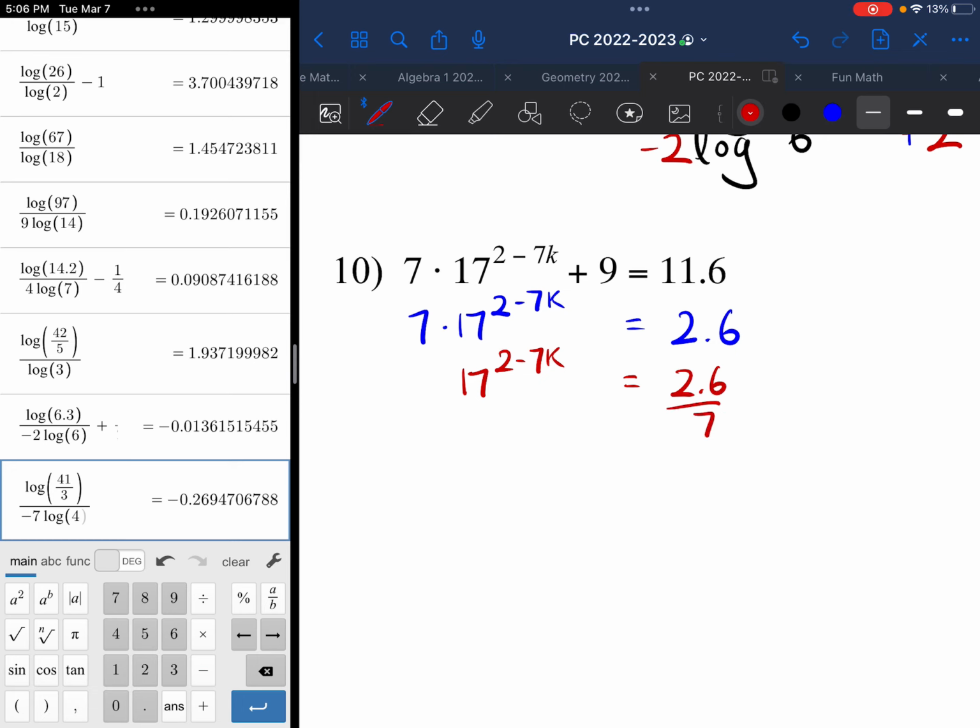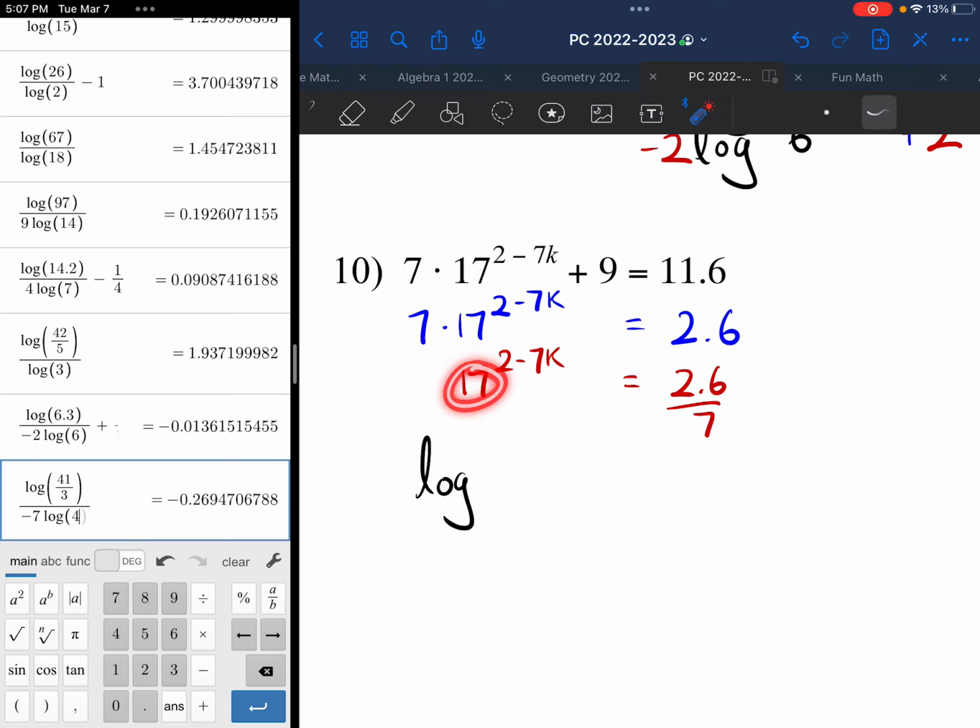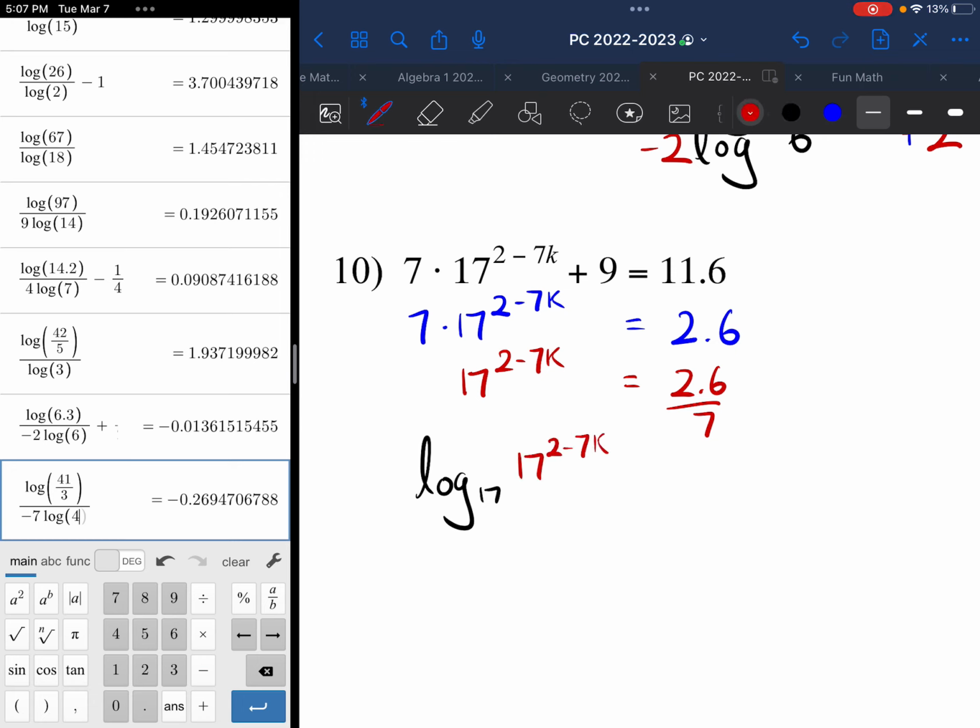All right, now that I've done that, I'm going to take the logarithm of both sides. I'm going to take the logarithm of what base? Well, the base that is the base of our exponential function, of course. It's going to be a 17. And this is rewriting on the inside here in red, 17 to the power of 2 minus 7k. And I also have an equal sign with a log of the same base, still 17, of all of that inside, which is 2.6 over 7.